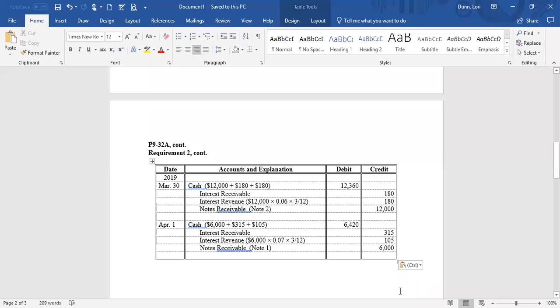Then we calculate the amount of interest revenue that has occurred during 2019. From January 1 through April 1st, which is 3 months, January, February, and March. So $6,000 principal times 7% interest rate times 3/12. So we credit interest revenue for the remaining interest that's been earned during 2019. So that is how notes receivables work. The key items are recording them at their inception date, accruing any interest revenue that may need to be at the end of the year, and the collection of the money on the maturity date.